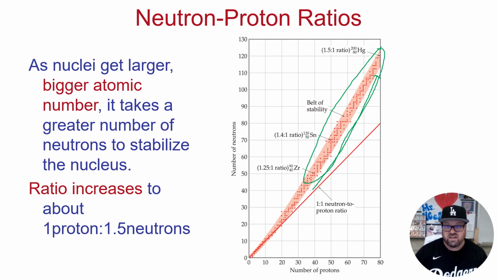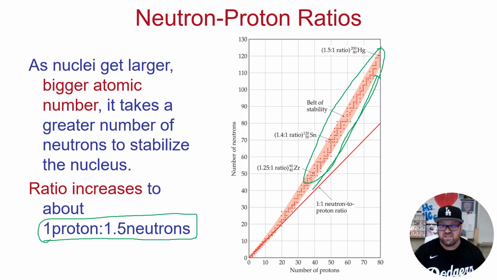And so what we say is in the upper region of the graph, at the very largest elements, in order to have a stable nucleus, you need for every 1 proton 1.5 neutrons. Now that doesn't mean you can put half a neutron in an isotope. You can't, but it's approximate. So if you start looking at mercury, lead, bismuth, to get a stable nucleus, you're going to need about 1.5 times the neutrons as you do protons.